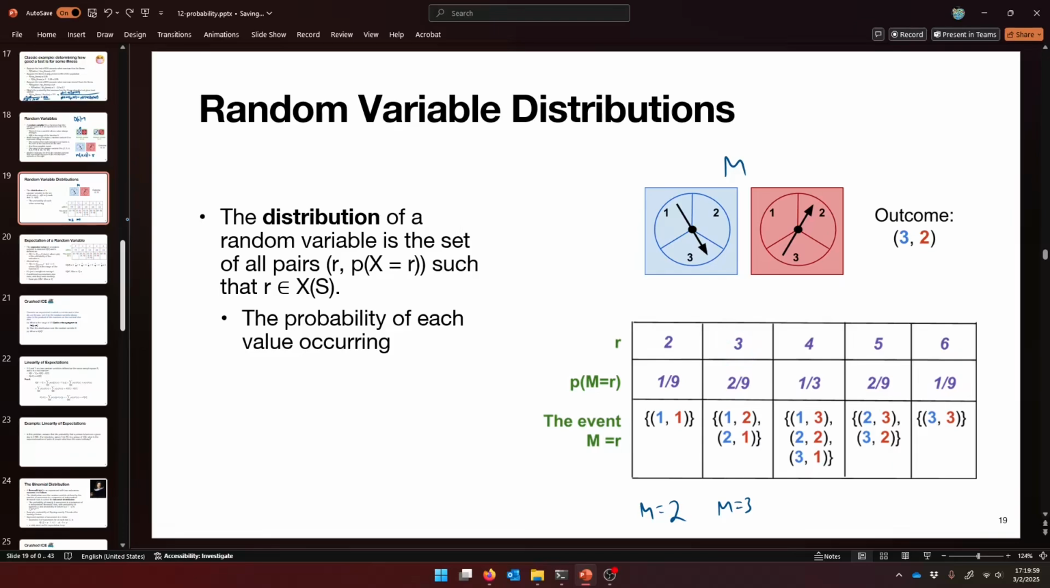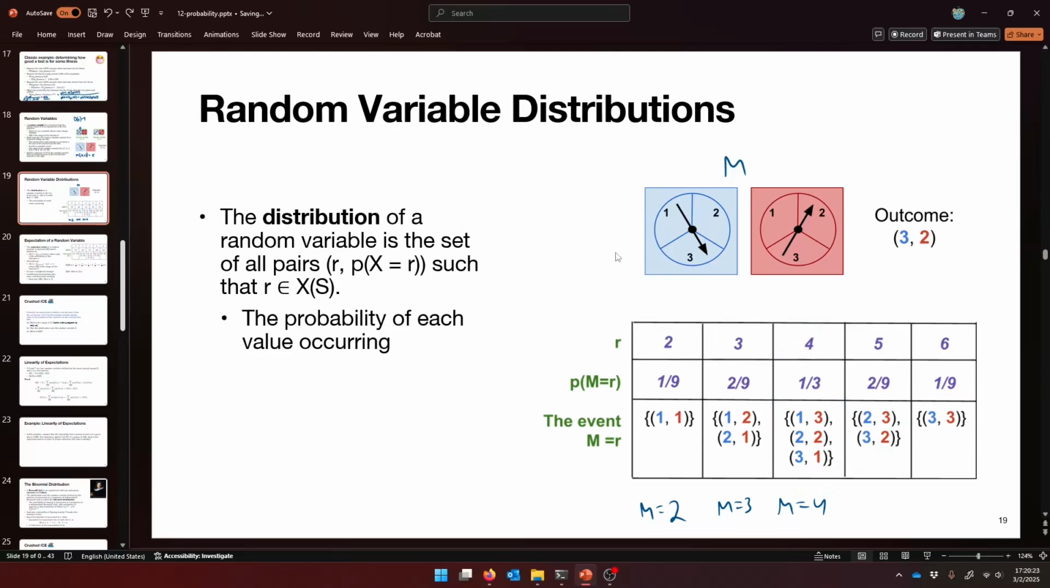Does that make sense? And then same for 4. 4 is similar: 1, 3, 2, 2, or 3, 1. Those are the ways to get it. So you've got 3 ways out of 9, so that's 1/3. Those are your chances. And then 5 and 6 are similar. So it seems that most often it lands on 4 rather than something else. That's the most highly probable one.